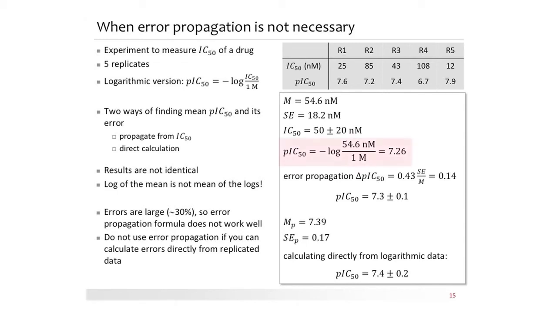Well, first of all, if you look at this number, before we even get to errors, the pIC50 calculated by this method is 7.26. Using this method it is 7.39. There are two different numbers. It's because here we calculate the mean first and then take a logarithm. Here we calculate the logarithm first and take the mean. And the log of the mean is not the mean of the logarithm. These are two different numbers. It might be debatable which one is better to use. It depends on how your data are distributed.